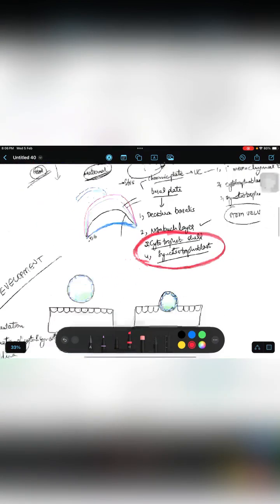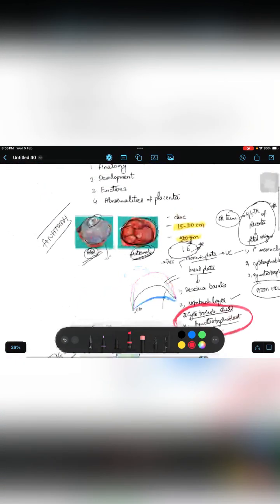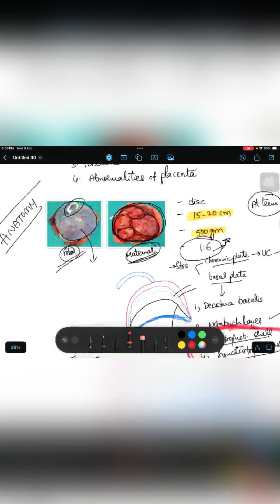So this is about the anatomy of the placenta. You can just write about the surfaces and plates. Surfaces are fetal surface and the maternal surface. Plates are chorionic plate and the basal plate. Average weight and average length and width of the placenta also you can write.